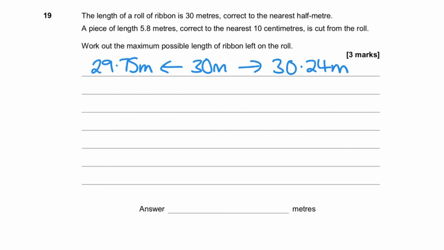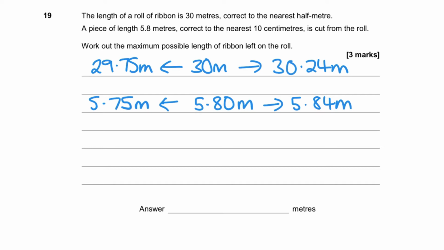So let's have a think about the piece of length that's been cut. So we've got 5.8 metres to the nearest 10 centimetres. So the smallest number that could be rounded to 5.8 metres is 5.75 metres, because 5.74 metres would be rounded down to 5.7 metres. At the other end, the biggest number that could be rounded down to 5.8 metres is 5.84 metres, because 5.85 metres would be rounded up to 5.9 metres.